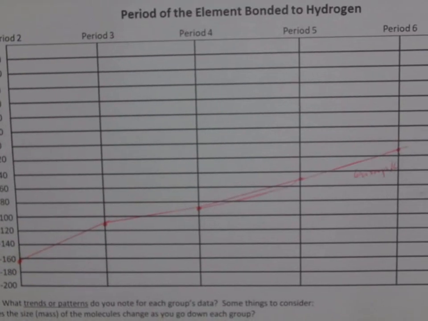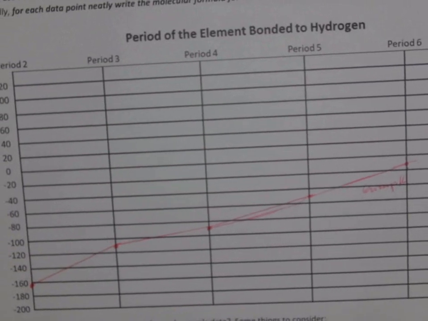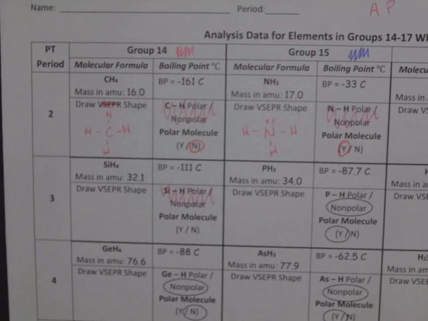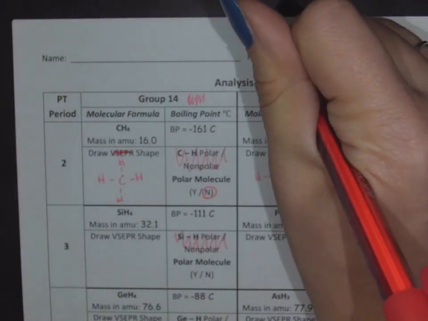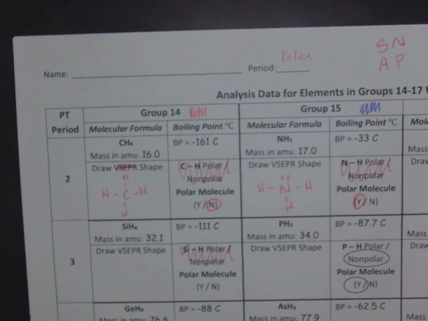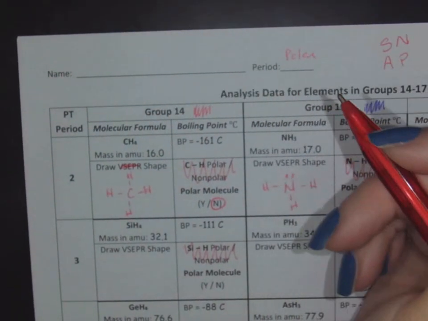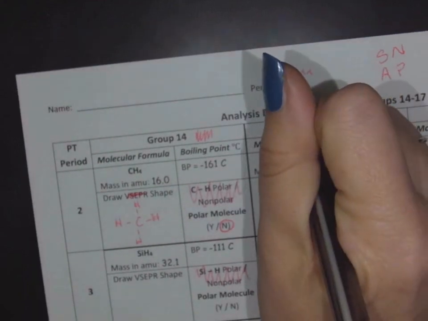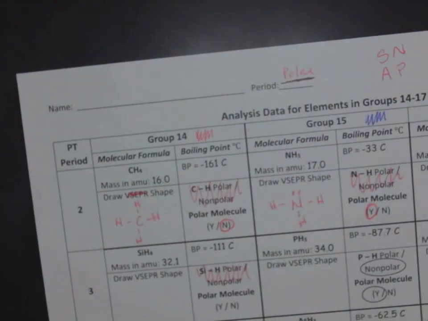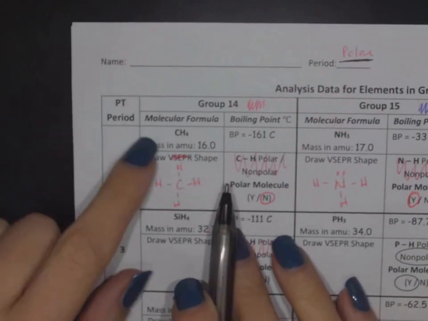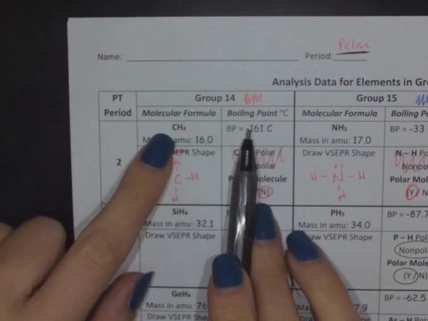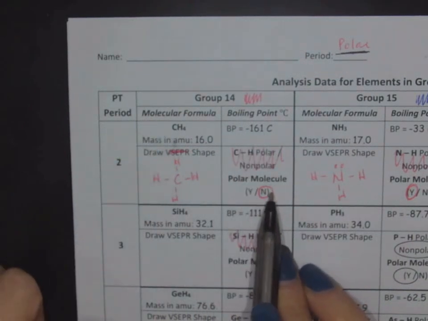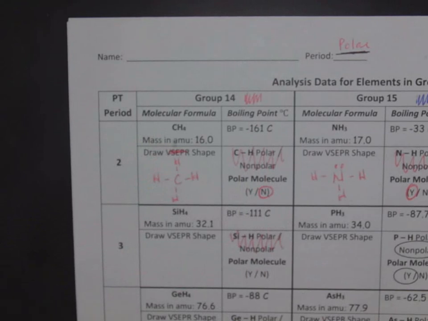Now, the next thing I want you to do, and listen carefully because this is not on the front page, so I want you to add this. If a molecule is polar, then I want you to underline it and pick another color. I don't care what, but pick another color that you're going to underline. So maybe for me, I'll choose this black pen. So CH4, which had that boiling point of negative 161 degrees Celsius, this was not a polar molecule, so I will not underline it, okay?